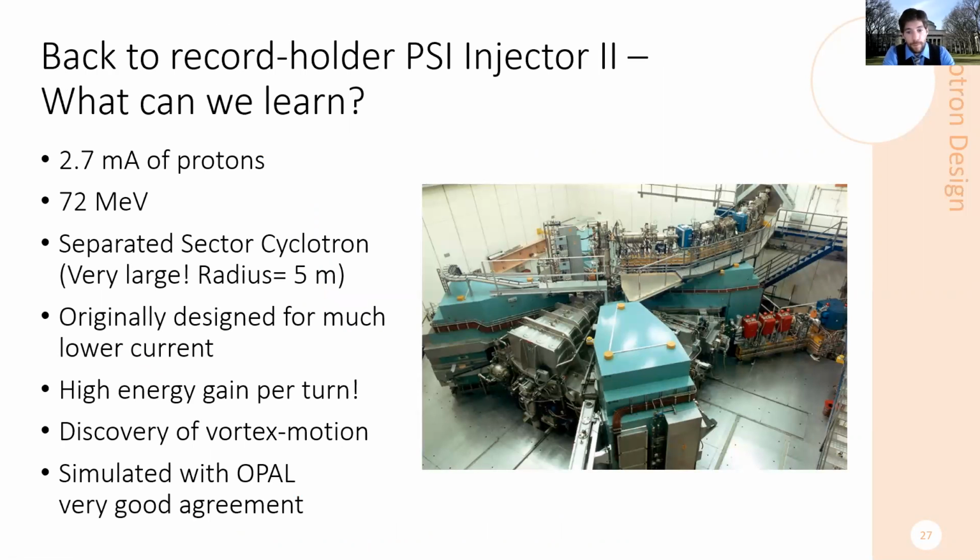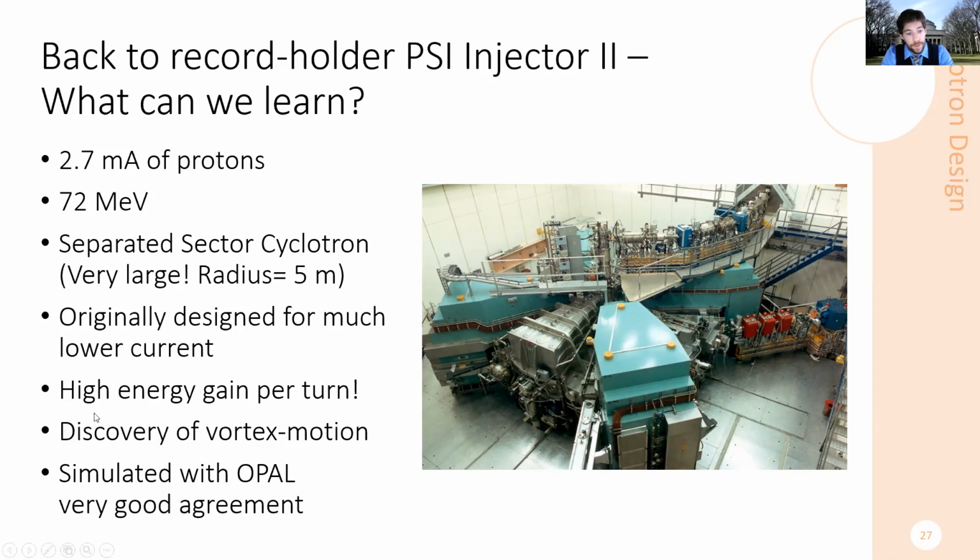All right, so talking about PSI, let's go back to injector 2. What is the really interesting and important thing that we can learn from injector 2? It's a similar energy as we need, and it is able to accelerate up to 2.7, and probably, if they stretch it a little bit, 3 milliamperes of protons. And the reason they can do that is they have very high energy gain per turn. That's very important, and we will have that too.